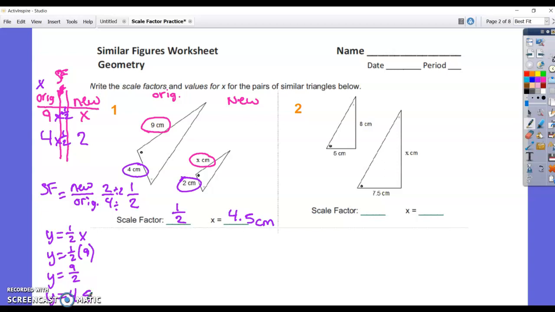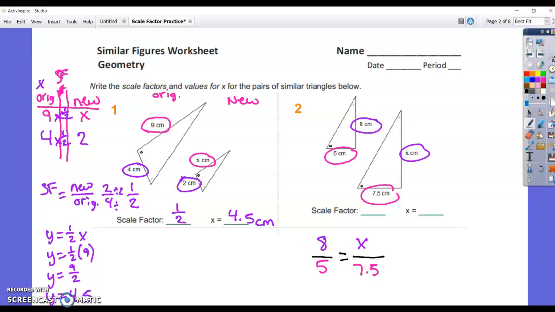In the second one, we will use a proportion. So the 8 and the x are corresponding to each other. And then the 5 and the 7.5 are corresponding to each other. So the 8 goes with the x. The 5 goes with the 7.5. And they are equivalent. Okay.